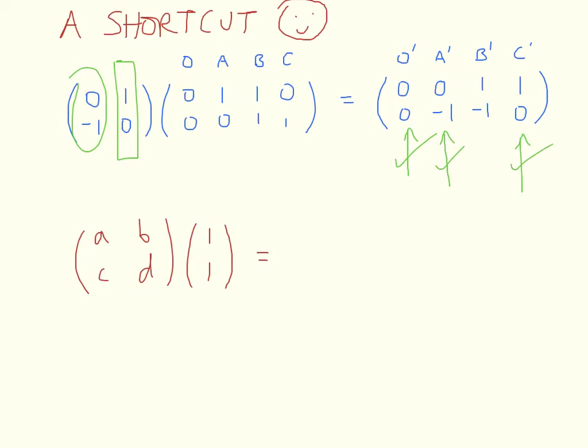We can even go one step further. If you transform B, the point 1, 1, you can see by doing the matrix multiplication for yourself, you're always going to get a plus b, c plus d, no matter what the transformation matrix is.